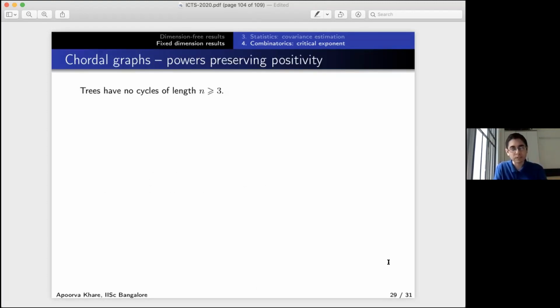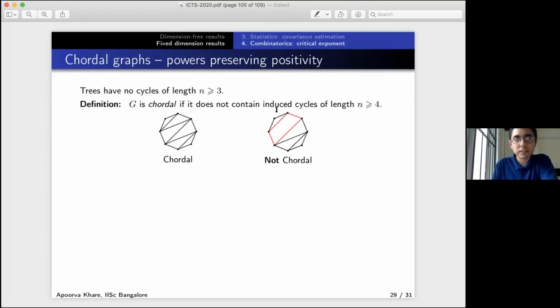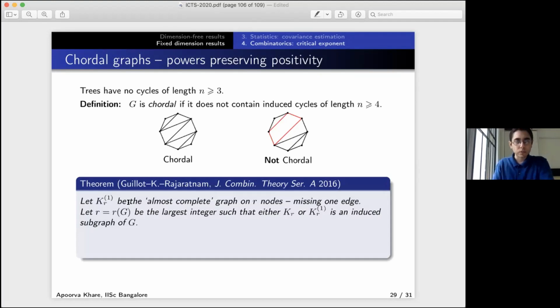And so that's my last result here that I'll mention, and I'll mention some open problems then. So trees have no cycles of length anything, right? Any cycle of length bigger than or equal to 3. There is a class of graphs called chordal graphs, and the idea is they just don't contain cycles of length 4 or more. So this is a non-chordal graph, because you see there's a red cycle here. The idea is if you see a cycle, draw a chord through it, and that makes it a chordal graph. So any graph which has already been triangulated, and then there may be some extra edges as well, is a chordal graph. And so here is the theorem.